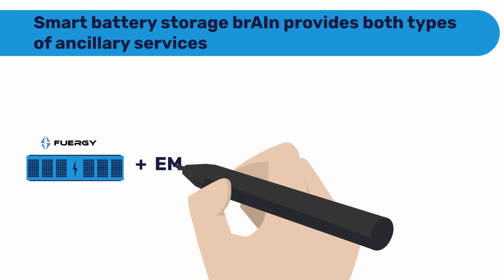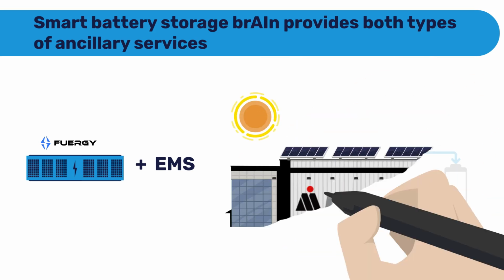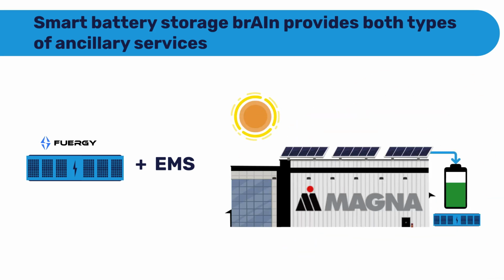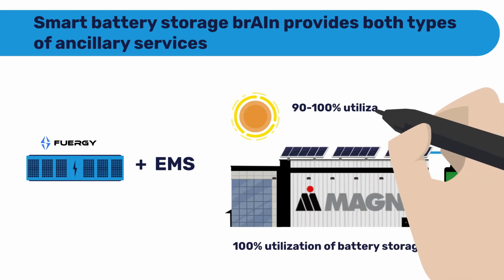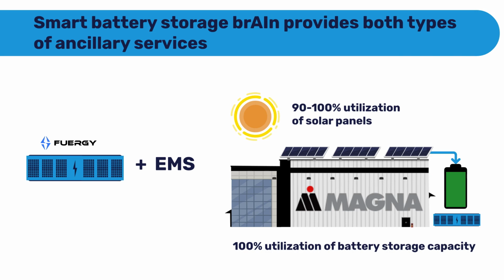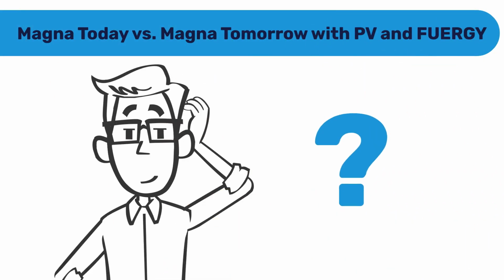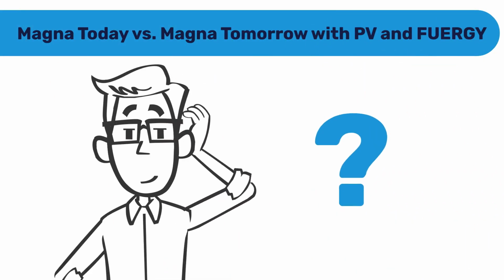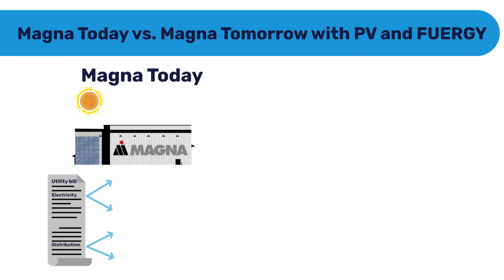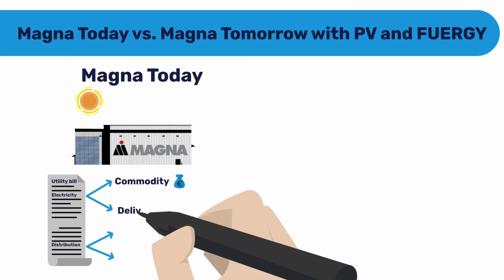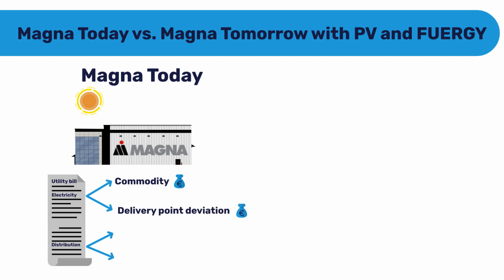Thanks to the Fuergy energy management system, battery capacity is always utilized at 100% and solar panels at 90 to 100%. So how will this be reflected in Magna's utility bills? Today, all of Magna's consumed electricity comes from its energy supplier, including high charges for delivery point deviation. There is nothing Magna can do to optimize the distribution charges.